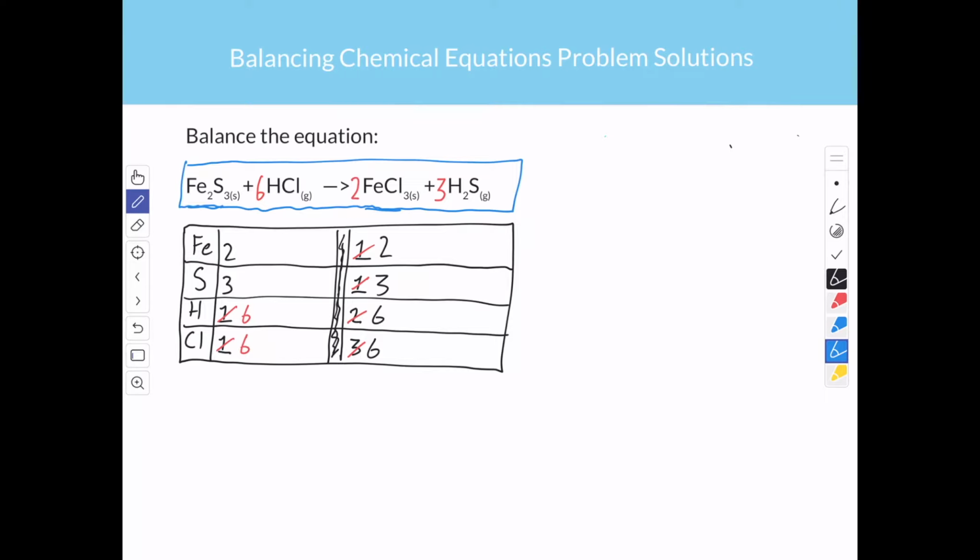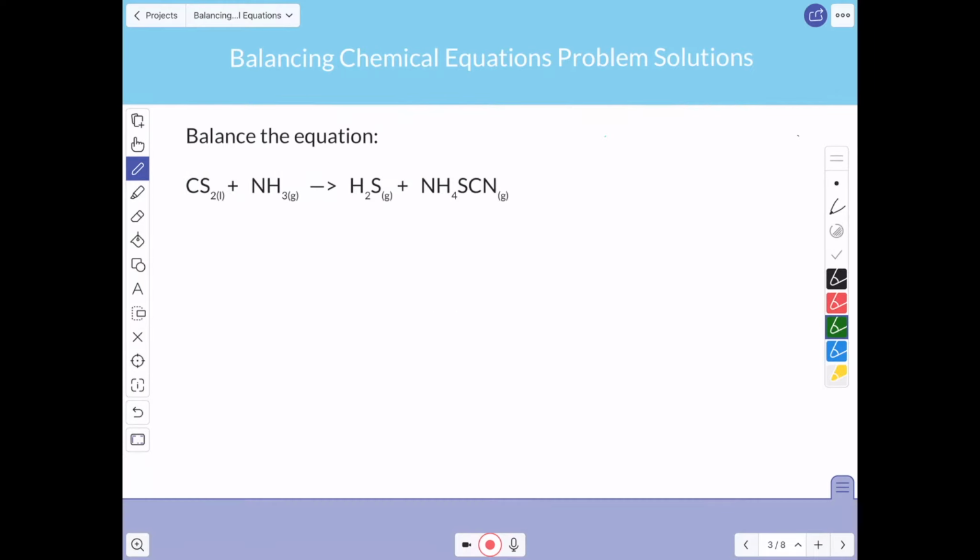So we'll move on to the next. Alright, so when we're balancing this equation, we just treat it like all others. We do our chart.